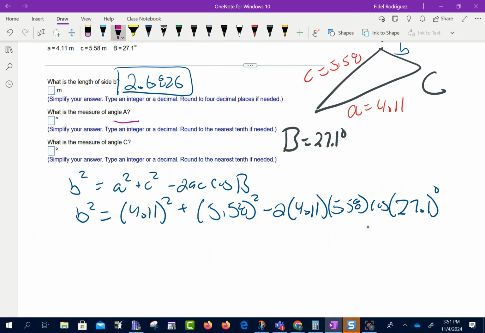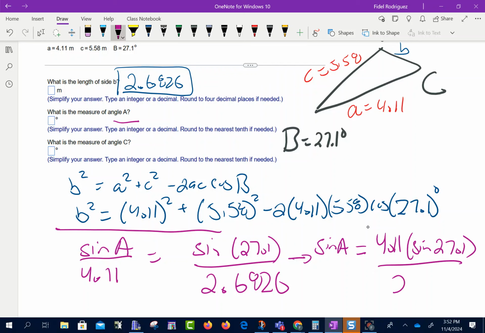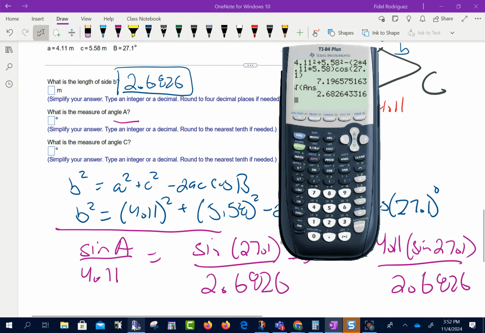So, y'all, just like I did before, I'm going to say, look, we can take the sine of A divided by the side of A, which is 4.11. That's going to be equal to the sine of B, which was 27.1, right? I'm just using my law of sines. And side B, we just found to be 2.6826. So that's telling me, my friends, that the sine of A is equal to 4.11 times the sine of 27.1 divided by 2.6826.